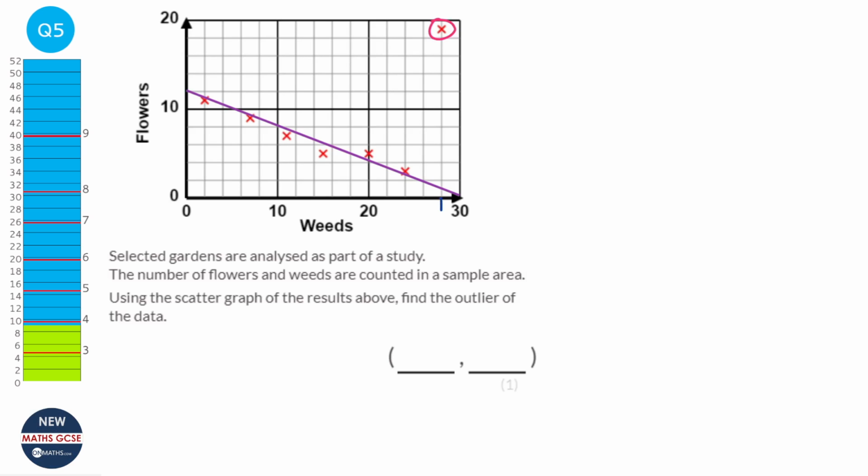So we know that these are going up in 2s, so this will be 28, so the x coordinate will be 28, and this will be 19. So our coordinate will be 28, 19 for our outlier.